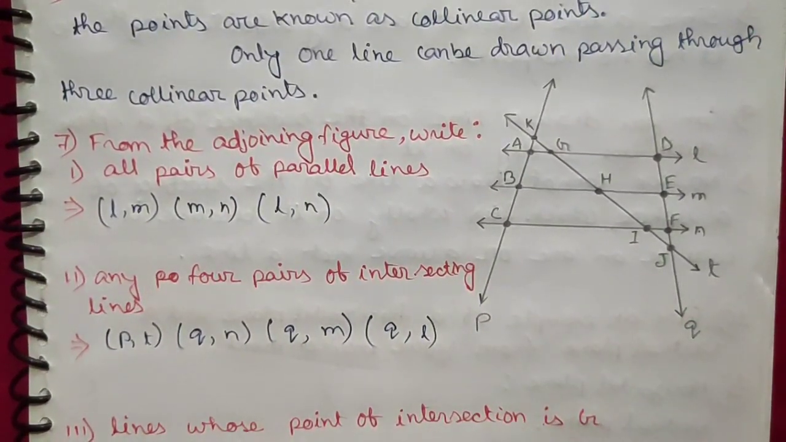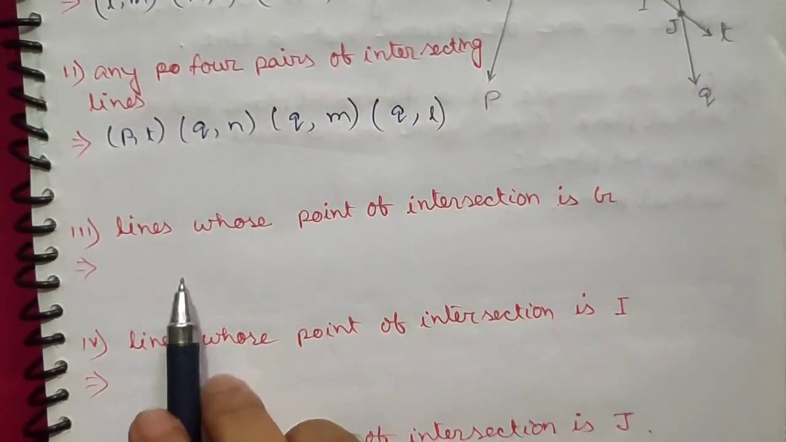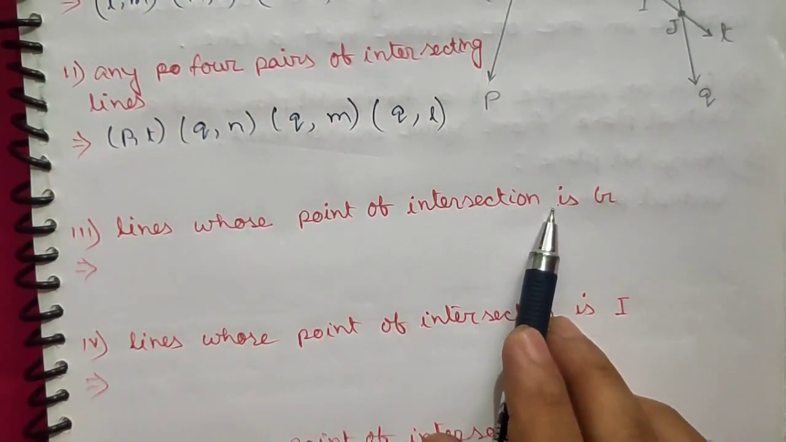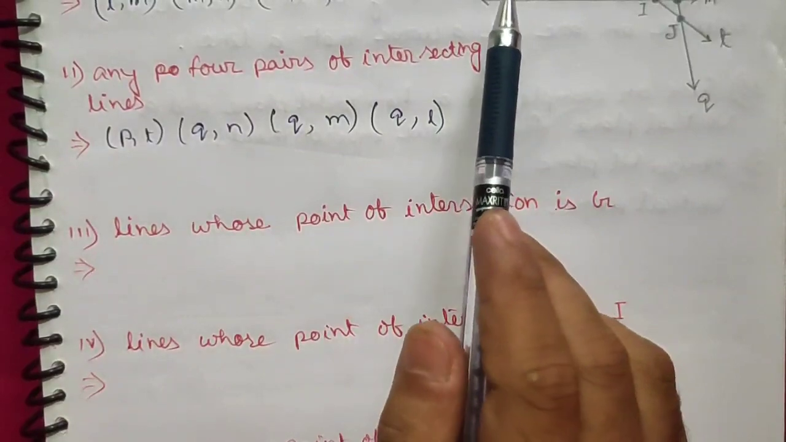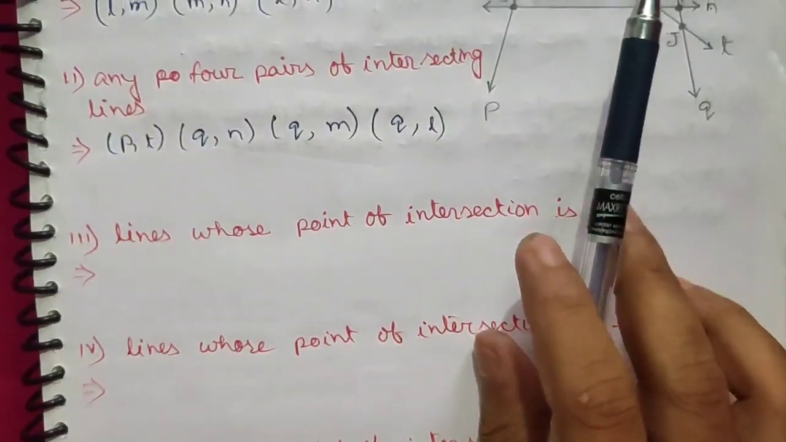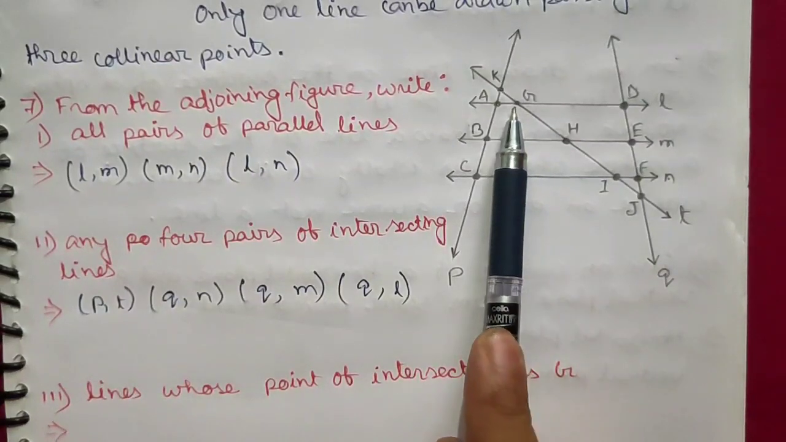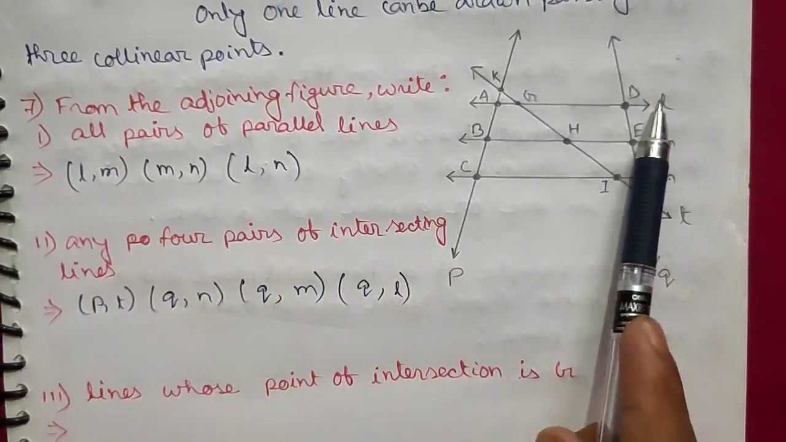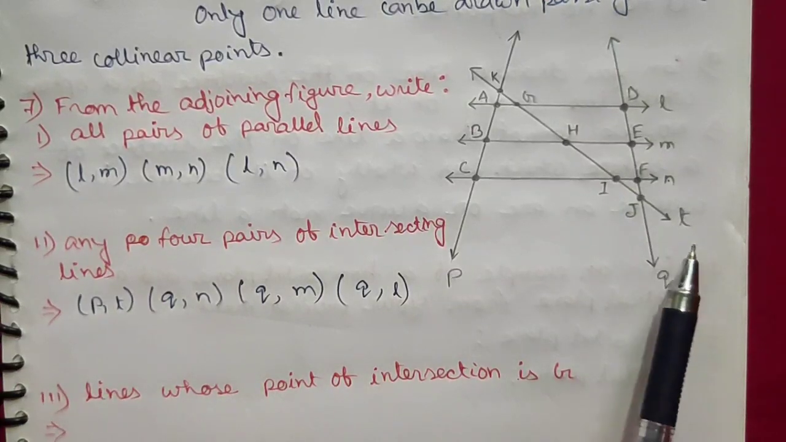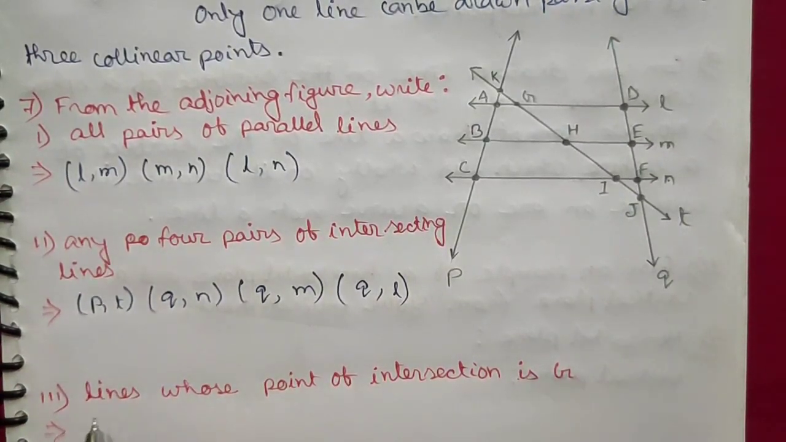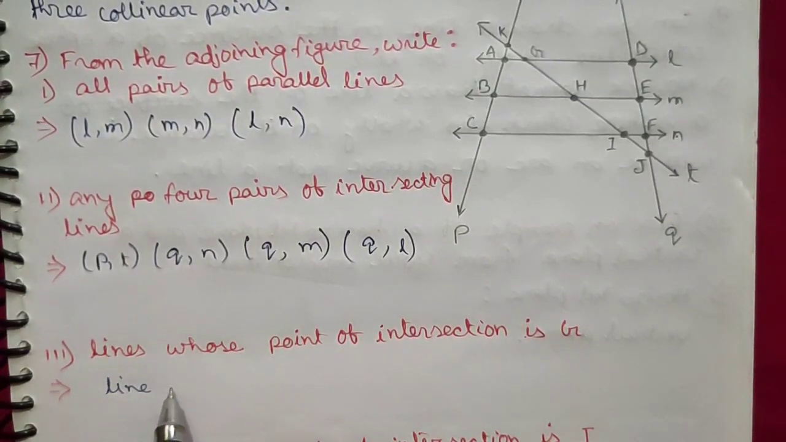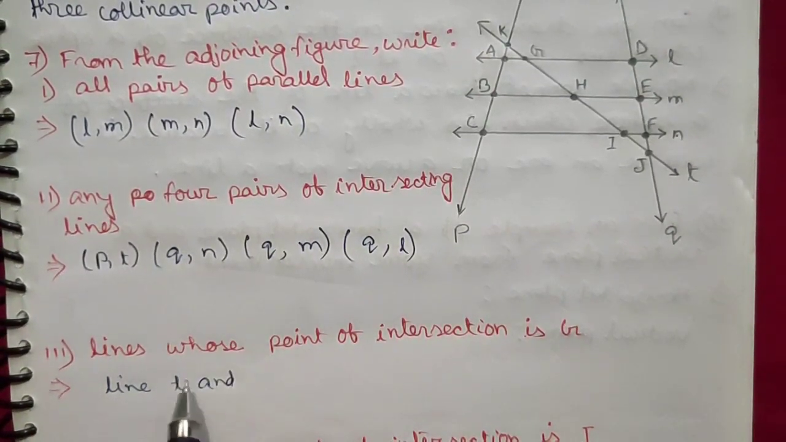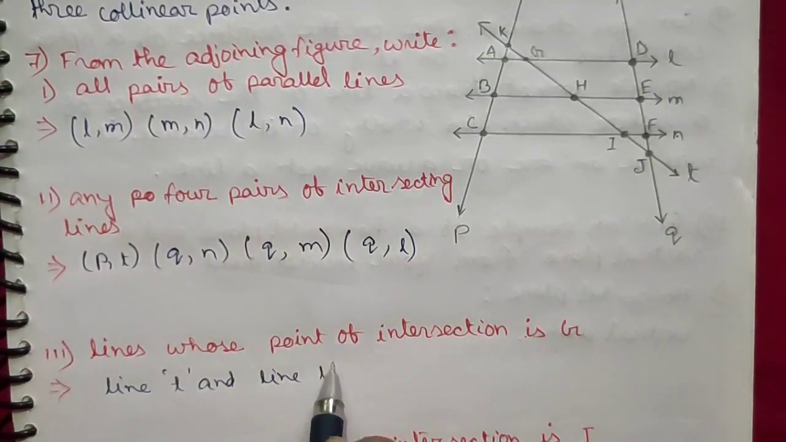Next one is lines whose point of intersection is G. So what do we have to find? Here the point of intersection is given. We have to find which two lines intersect at point G. At this point, which two lines intersect? Line L and line T. So we'll write line T and line L.